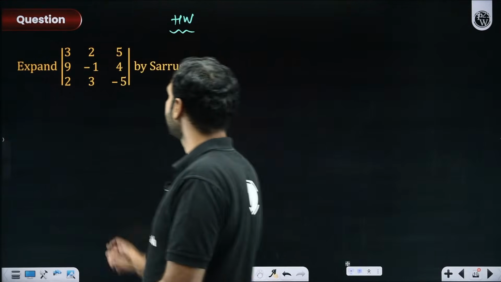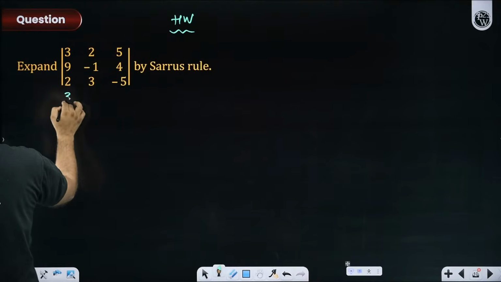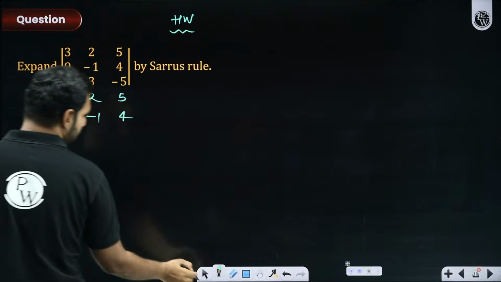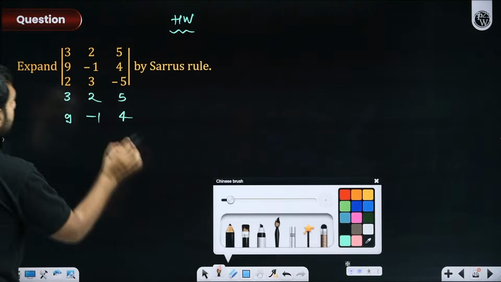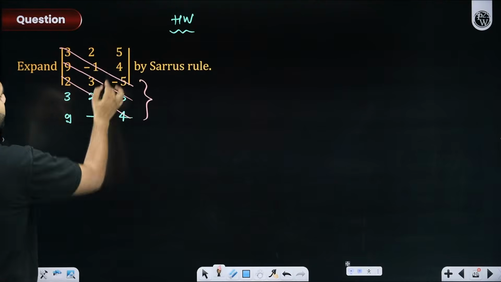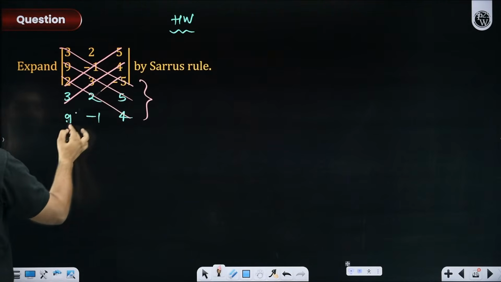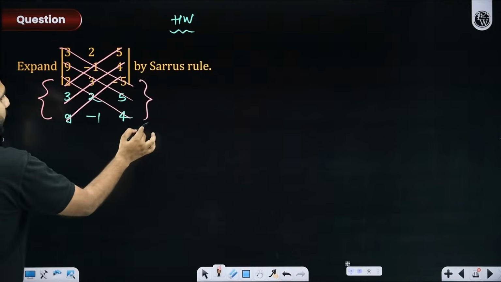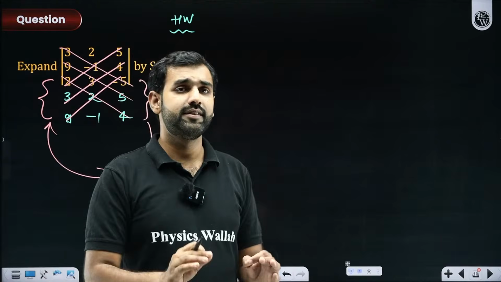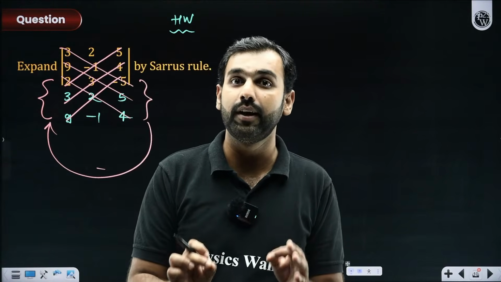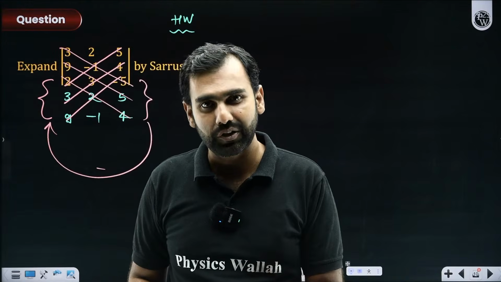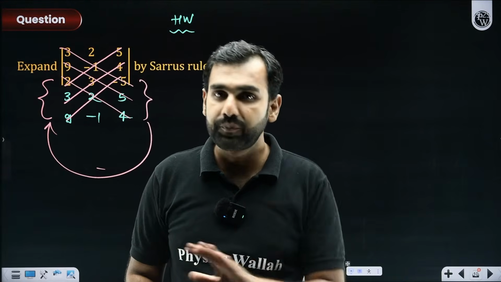All you'll simply do is take 3, 5, 9, minus 1, 4 here. So 3, 5 you'll repeat here, and 9, minus 1, 4 you'll repeat here. Then you will find this product and this product, and add those values. You will find this product, this product, this product, and add those values. And from this value, you will subtract this value. And that will be the determinant. Is it not absolutely easy, simple, and interesting? And trust me, the chance of you committing an error is absolutely less.